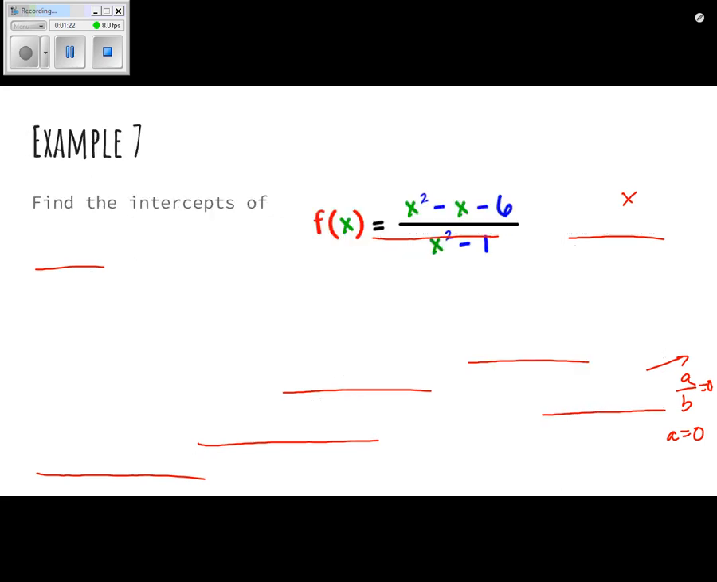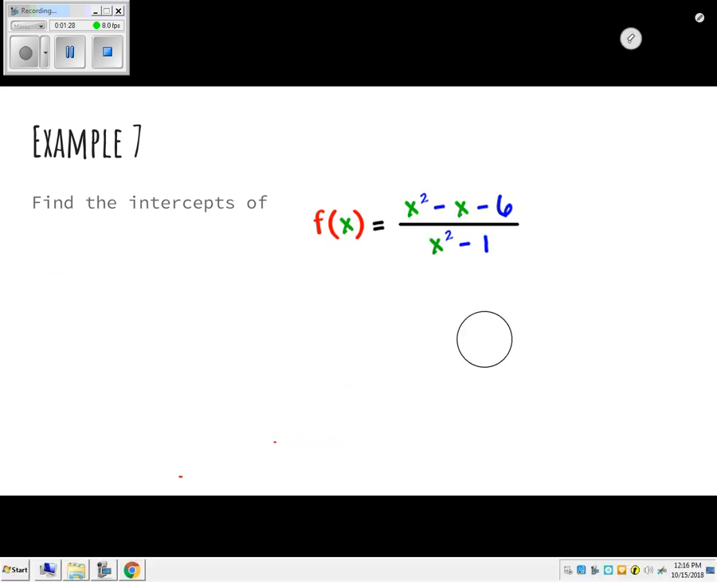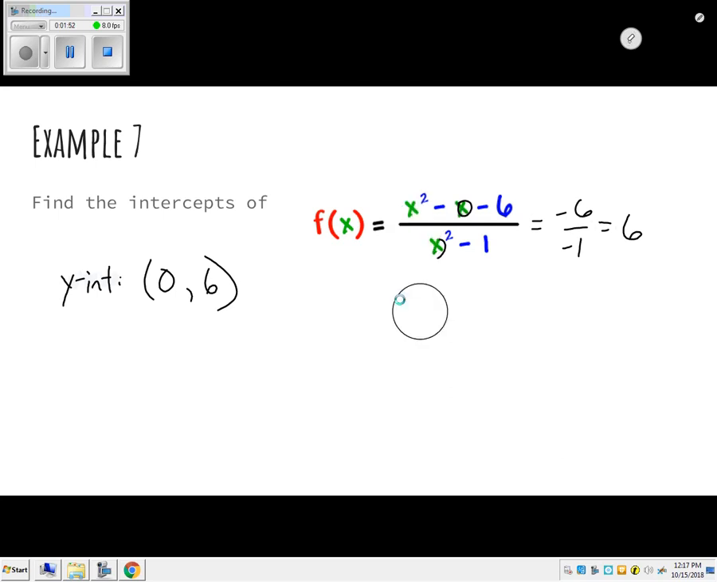So I want us to find the intercepts of this very colorful equation. So I'm going to do the y-intercept first. The y-intercept is going to be 0, something, right? So plug in 0 for your input. Well, if I plug a 0 in here, here, and here, that's just going to leave me with -6 over -1, which is 6. So my y-intercept would be 0, 6.